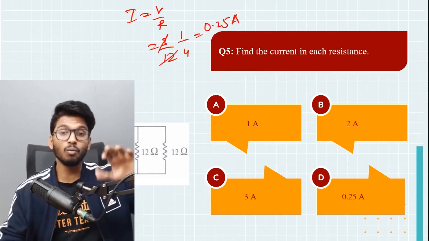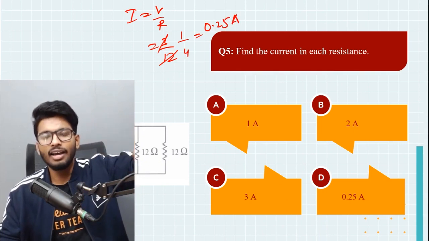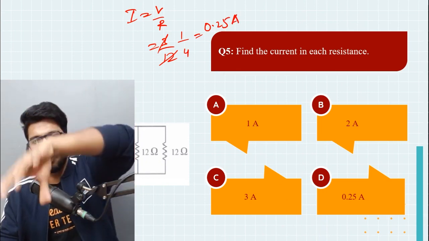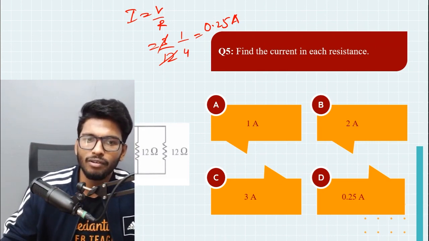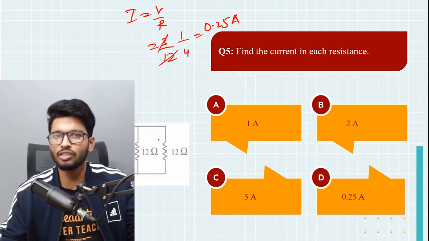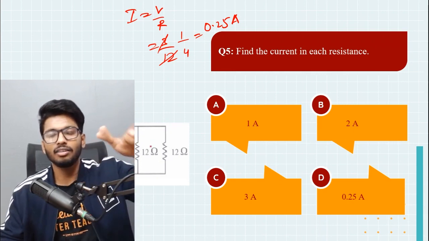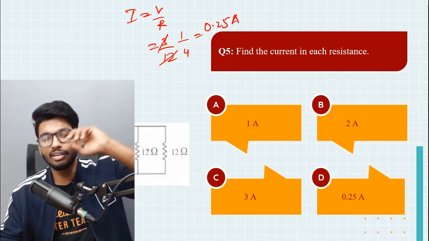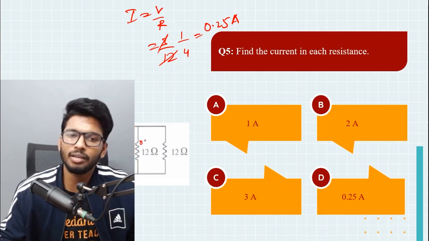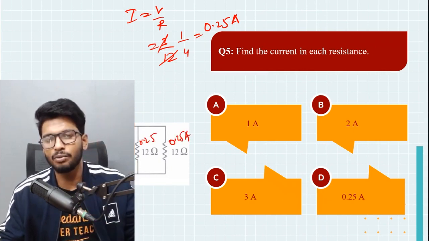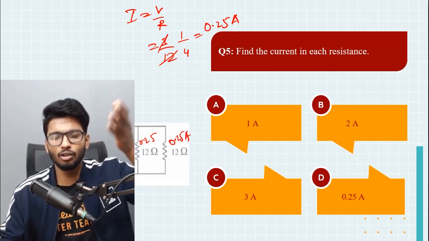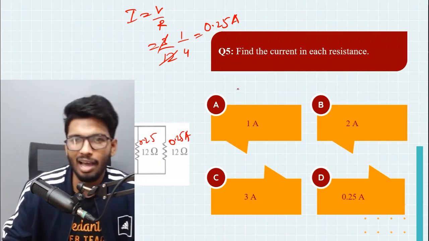This is for one resistor. So individually, if you calculate for all of them, you'll still get 0.25 amperes, because the voltage is the same and the resistance is also the same. So the current will also be the same: 0.25, 0.25, 0.25 amperes. If you add them all up together, what will you get? 0.25 plus 0.25 plus 0.25 plus 0.25, that will be basically 1 ampere.